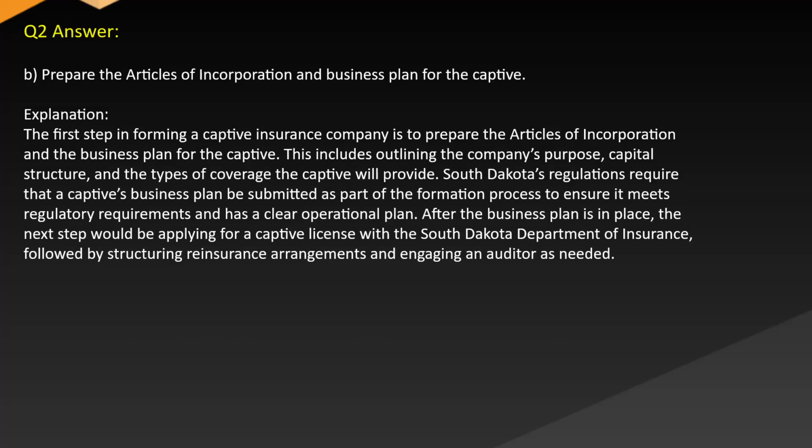Answer: B. Prepare the articles of incorporation and business plan for the captive. Explanation: the first step in forming a captive insurance company is to prepare the articles of incorporation and a business plan for the captive. This includes outlining the company's purpose, capital structure, and the types of coverage the captive will provide. South Dakota's regulations require that a captive's business plan be submitted as part of the formation process to ensure it meets regulatory requirements and has a clear operational plan.